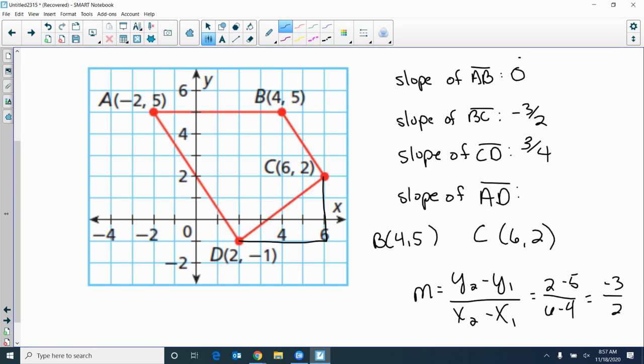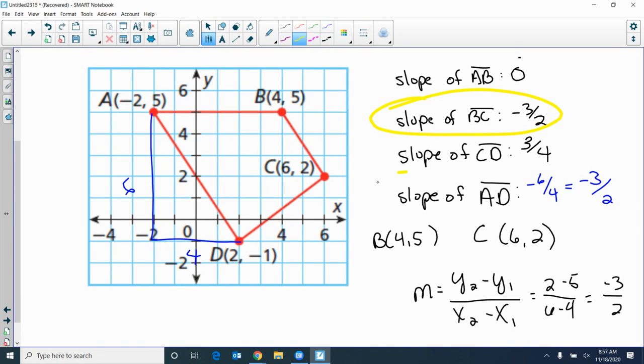Josh, you got the slope of AD. You got the slope of this last segment here. Yes, 3/2. 1, 2, 3, 4, 5. It's 6 down, it's 4 over. But you got to reduce. Okay, so you got to reduce that to 3/2.